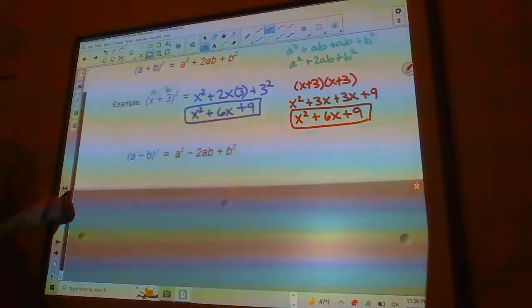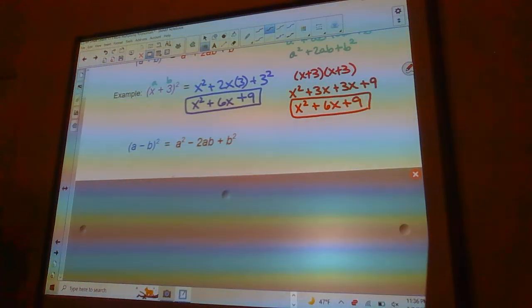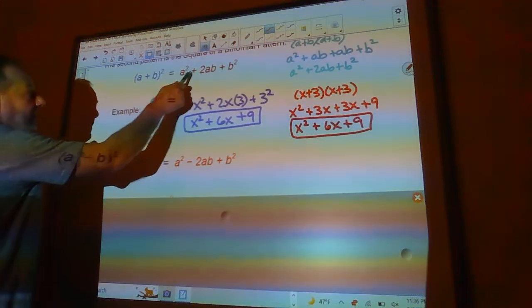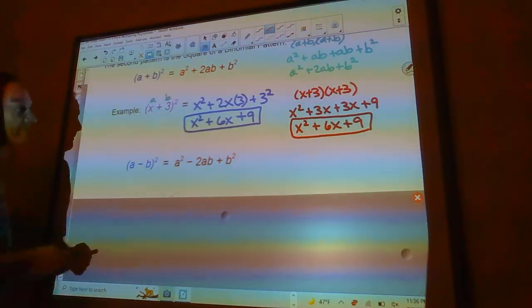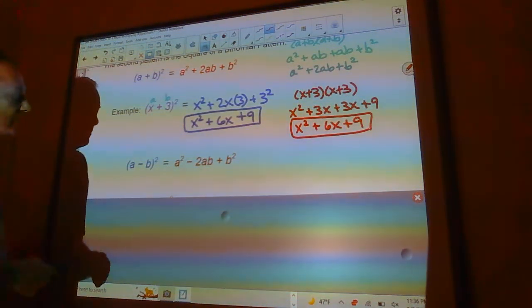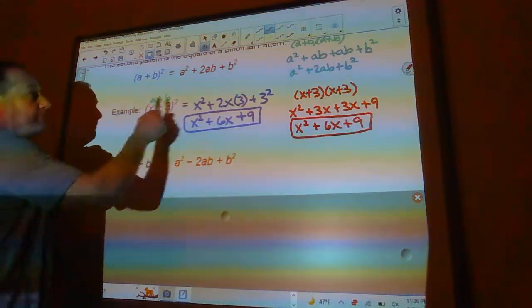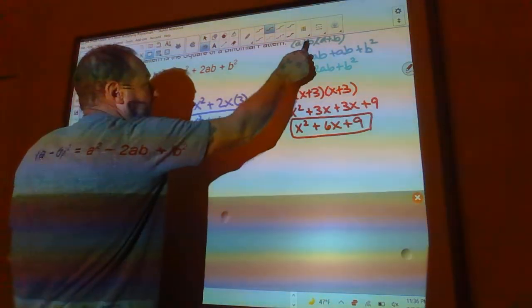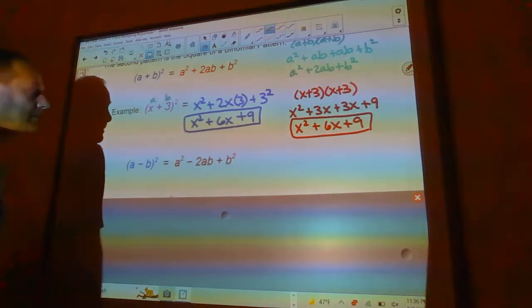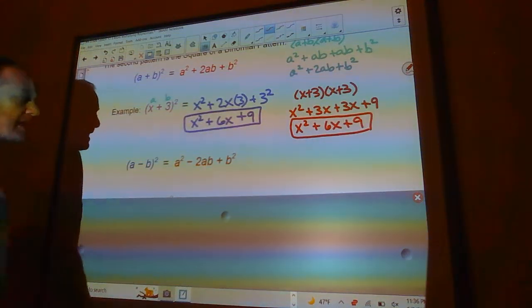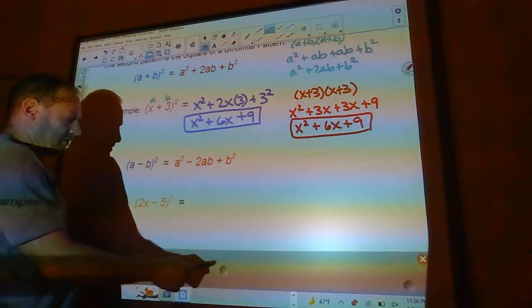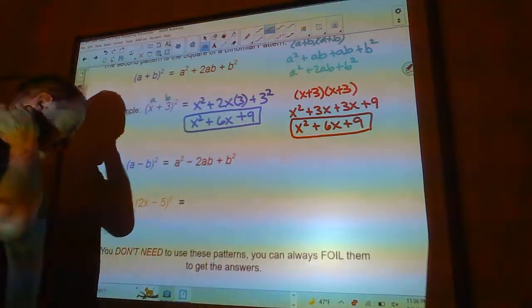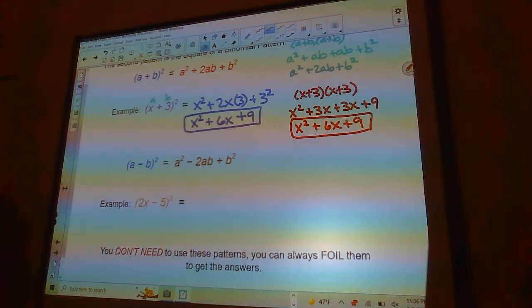Now, it also works with a minus b squared. The only difference between these two is that one's got a plus, that one's got a minus. So you could work out the proof like this yourself, just a minus b times a minus b, and you can take a look at that. So here's the problem we're going to look at: 2x minus 5 squared.